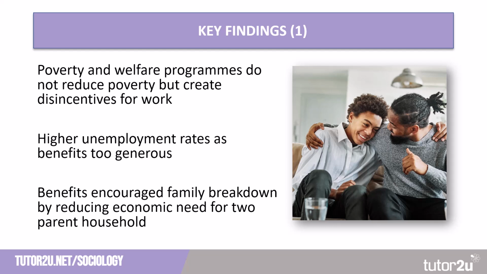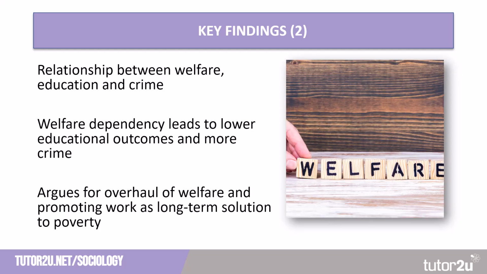Murray also examined the relationship between welfare programs, education and crime, suggesting that welfare dependency can lead to lower educational attainment and higher crime rates. According to Murray, the lack of motivation to work and the breakdown of family structures contribute towards these negative outcomes.